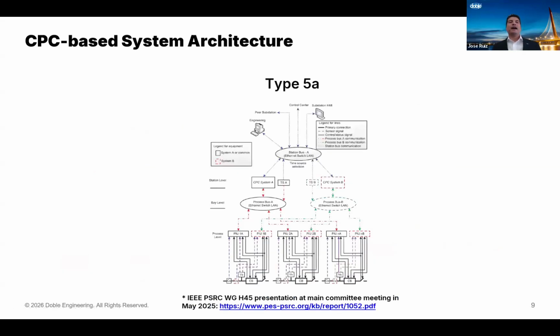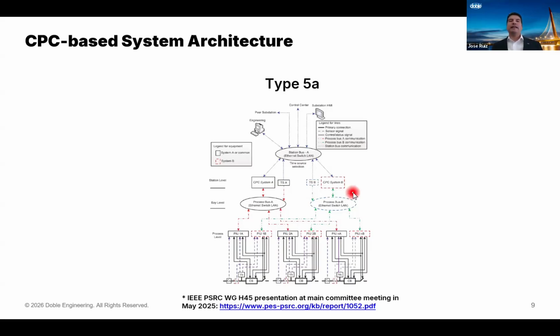Now, we have the type 5A system architecture. In the type 5A, we have A and B process interface units, but feeding a LAN A and B Ethernet network. So rather than having a point-to-point communication as it was on the previous one, now we have a centralized bus, the process bus, for LAN A and LAN B, and provide that information to the system A and system B.